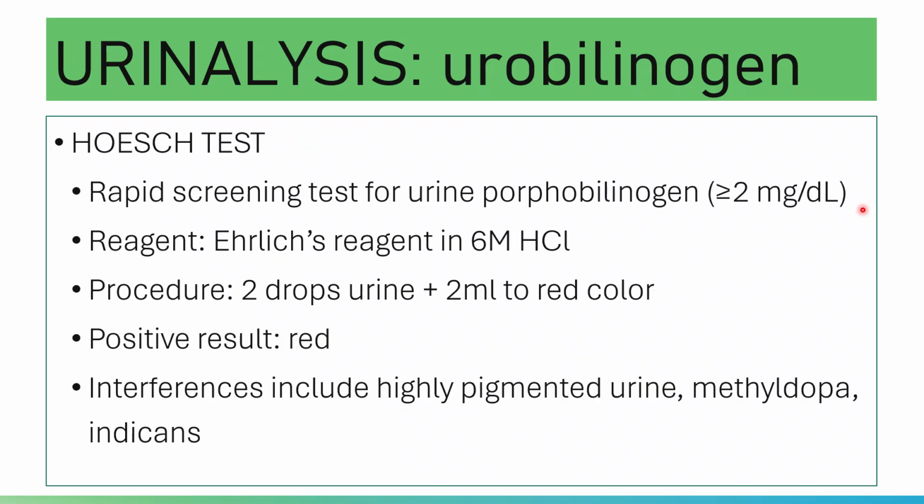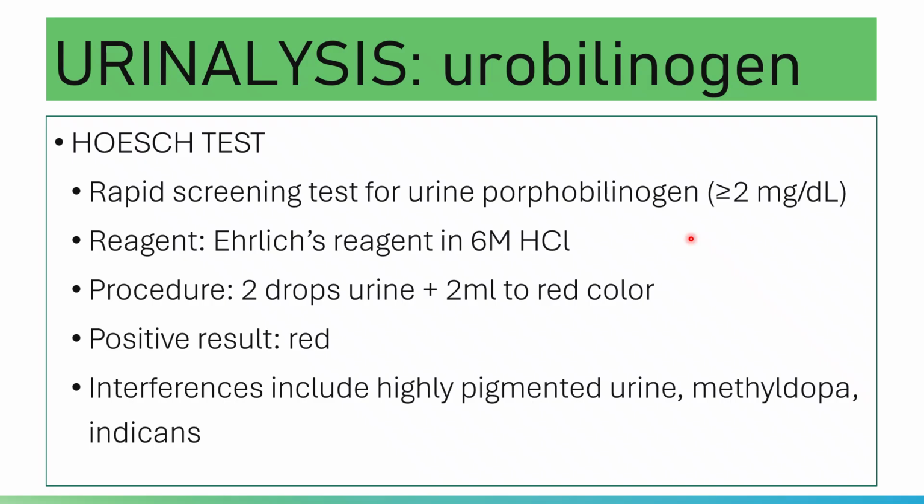Your Hoesch test is actually a screening test for urine porphobilinogen of greater than 2 milligrams per dL. Your Hoesch test is based on the inverse Ehrlich reaction to eliminate the problem of urobilinogen activity. Please note that the Hoesch test is a test for urine porphobilinogen. Porphobilinogen is seen in cases of porphyrias.